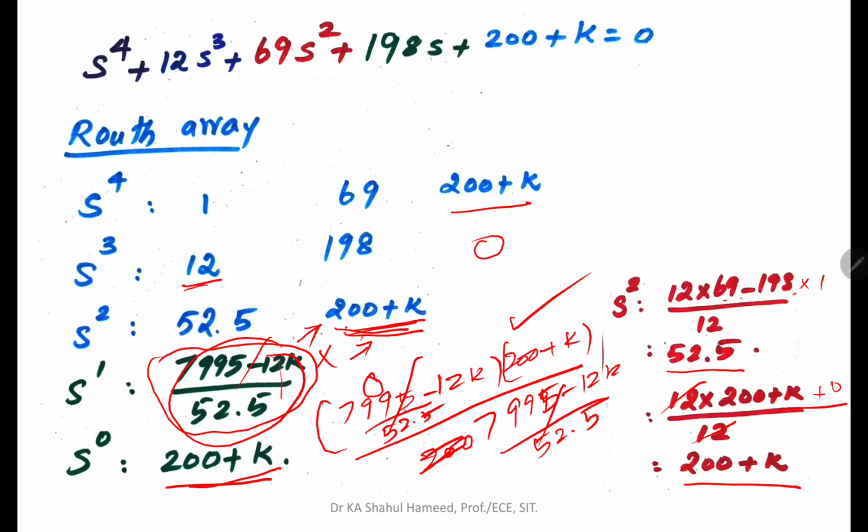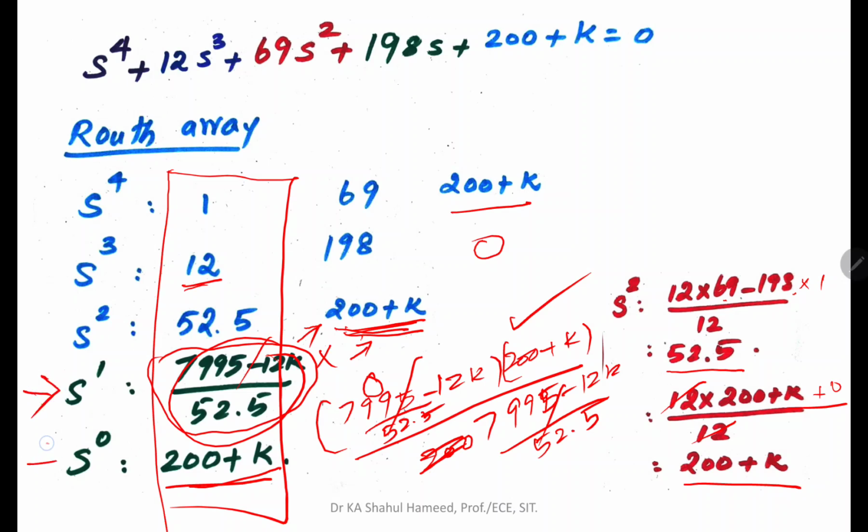For stability, when we are seeing the first column of the Routh array, it must be greater than 0. There should not be any 0, there should not be any negative values. So we have to analyze this one, and find the value of k so that the system is said to be stable. For that, we have to take the s power 1 row and the s power 0 row, because there should not be any zeros in the first column, and also there should not be any negative values. For that, we are going to solve for k.